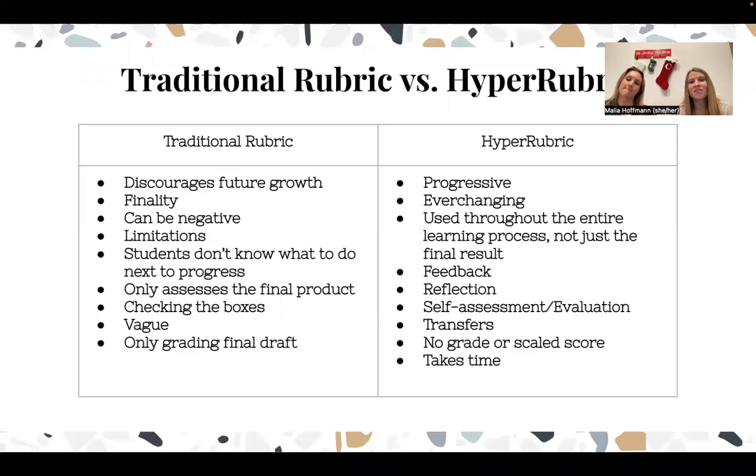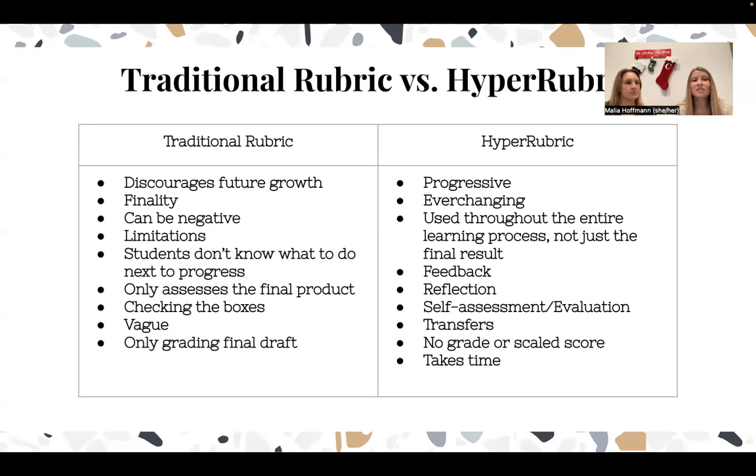Traditional rubrics discourage future growth. There is finality. So like we said, it's checking those boxes and you get a hard point system, 5 points, 4 points. And it doesn't really tell them how they can grow from that. It's just, many words were misspelled. Okay, how do I fix that? It doesn't give them the growth there. It can be negative. I know that I've made negative ones in the past because that's, they didn't do this. They've missed 3 points. So there's limitations on it.